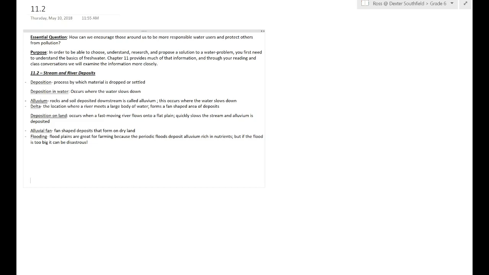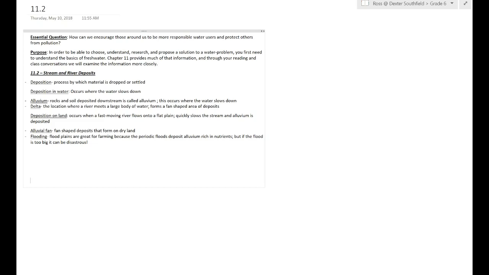That question is, once again, how can we encourage those around us to be more responsible water users and protect others from pollution? So remember that we're using this question to guide and frame our investigation of water. And we should be doing this so that we can understand, research, and propose a solution to a specific water problem that we will later identify in this unit.